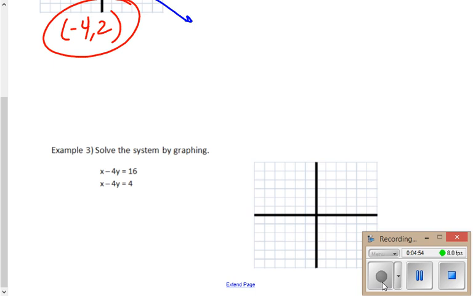Example 3, I want you to go ahead and pause the video, put those into slope-intercept form, graph them to determine the number of solutions.